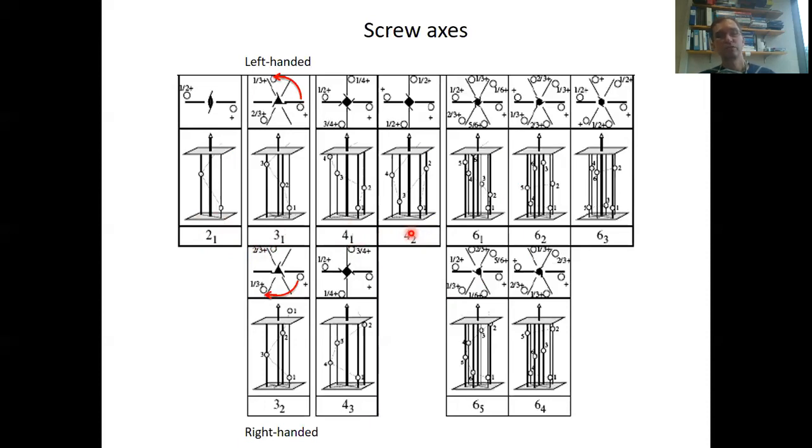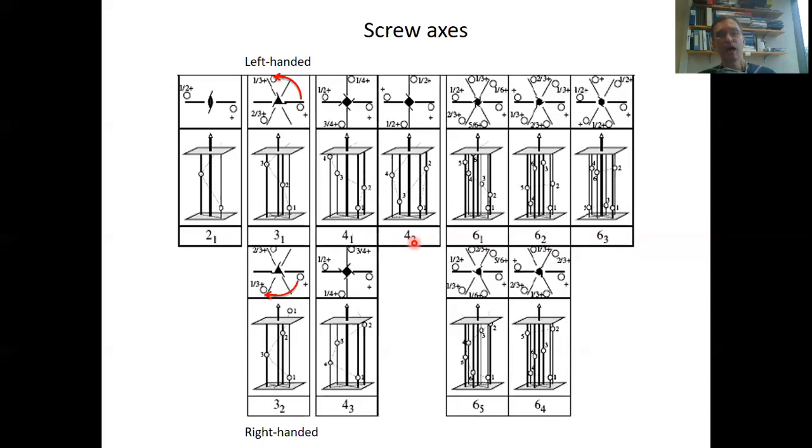And these numbers mean fractional coordinates in the direction of the screw axis. So here we translate by 1/2 of the lattice parameter in the direction of the screw axis. Here we translate by 1/3 of the lattice parameter in the direction of the screw axis. Here by 1/4, here by 2/4.